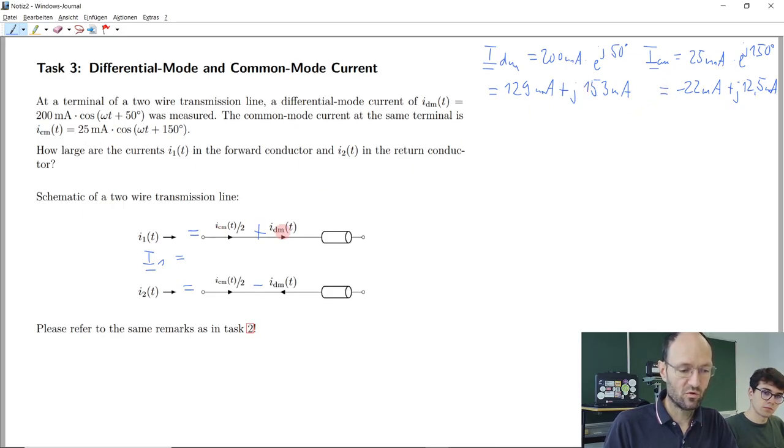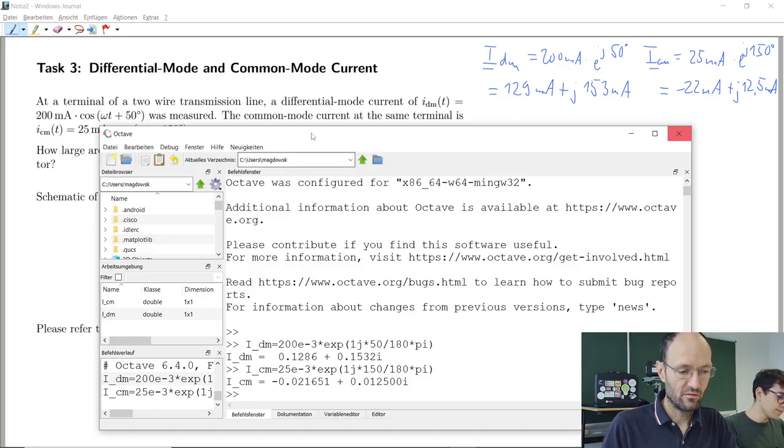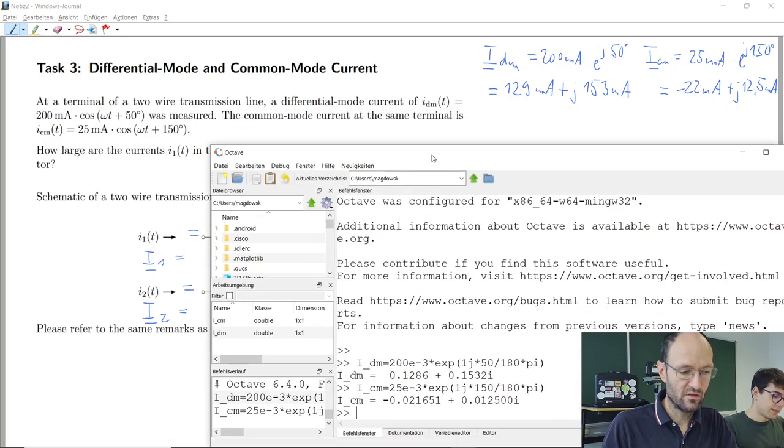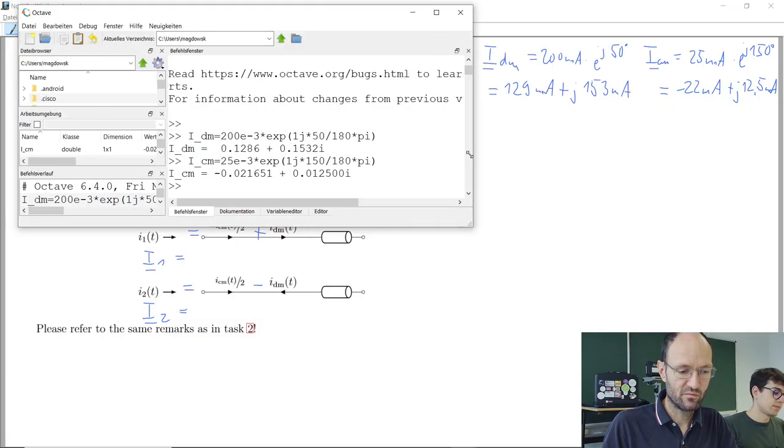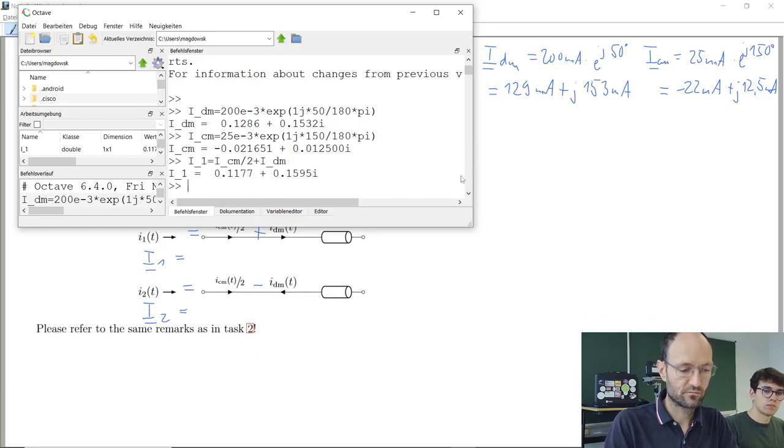Okay, then we can just do this conversion here and say, okay, our first current is, I take half of this common mode plus the differential mode, and for the second I do exactly as it's written there. So I will of course directly do this in Octave. Okay, so the full current on the first wire is half of the common mode current plus the differential mode current, and the current on the second wire is the same but with minus.